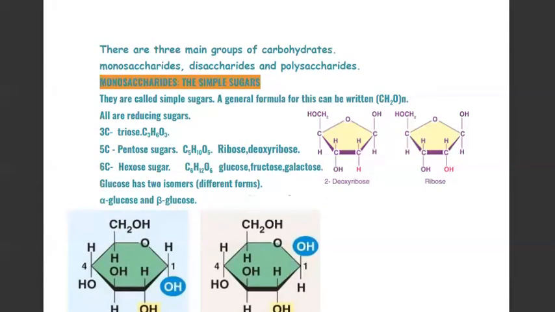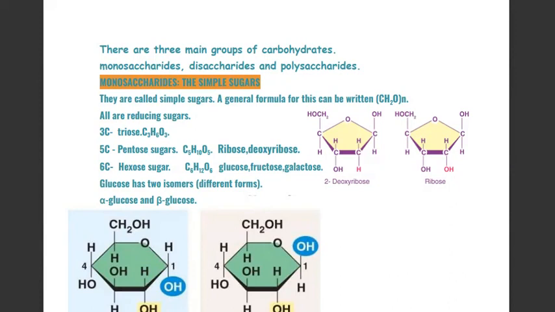Monosaccharides. The simple sugars, they are called simple sugars. A general formula for this can be written CH2ON. All are reducing sugars. 3C-triose, C3H6O3. 5C pentose sugars, C5H10O5.